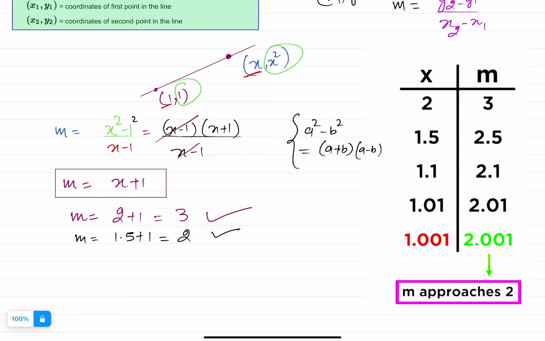2.5. And you're approaching from the right side and coming closer to 1. First it was 2, then 1.5, then 1.1. The slope will be 1.1 plus 1, that will be equal to 2.1. The closer you approach from the right side, the better approximation you get for the slope. Here we can see that if you take the value 1.001, the slope will be equal to 2.001, or we can approximate it as 2.